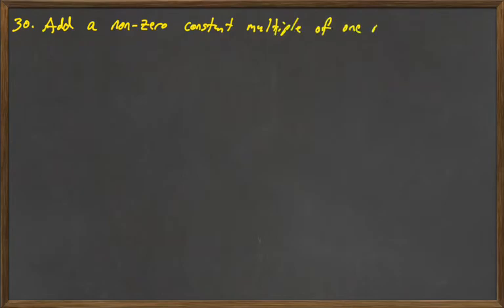And then the last row operation here is to add a constant multiple of one row to another, and a non-zero multiple. We can add a zero constant multiple of another row, but that doesn't change anything. So we want to do a non-zero constant multiple of one row, and we're going to add that to another row to replace it. And that is going to be for making zeros. So this is how we make zeros in the Gaussian elimination. So this is like the elimination method here.